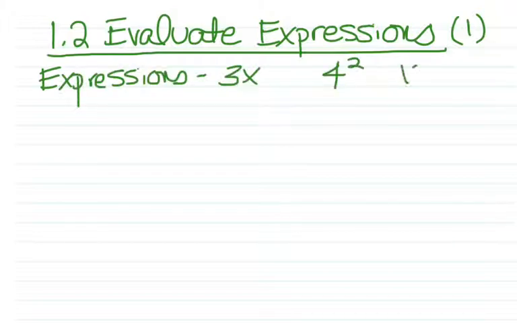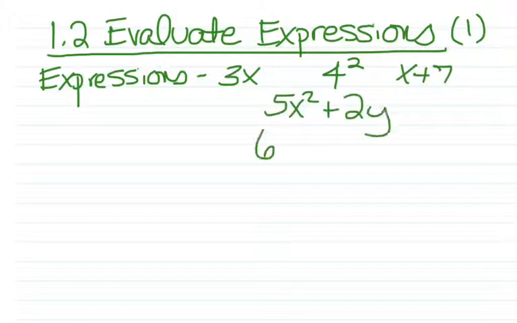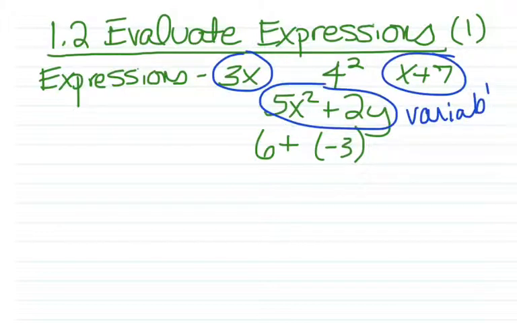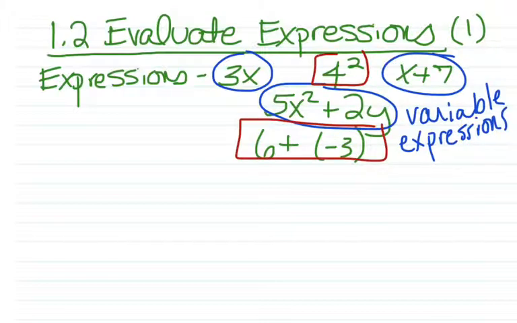We've got all different types of expressions, and some of them are variable expressions. They have variables in them. Some are just numeric expressions. The numeric ones we could evaluate right now. The algebraic ones, the ones that have variables in them, we can't evaluate unless someone tells us what the variable is.